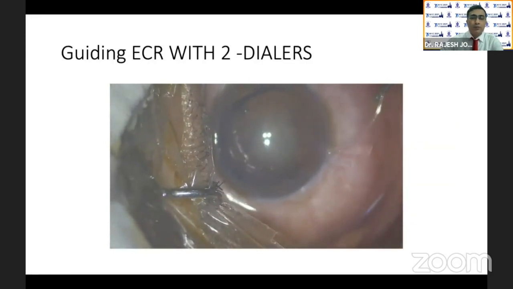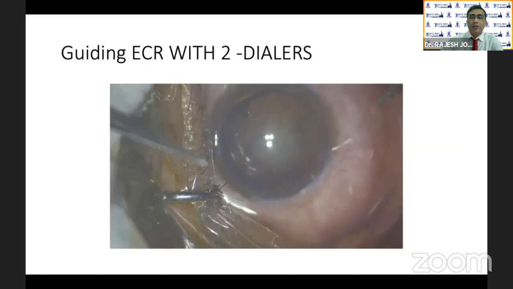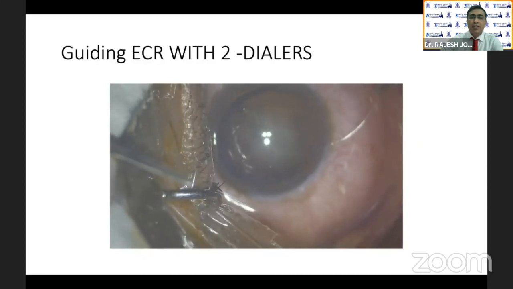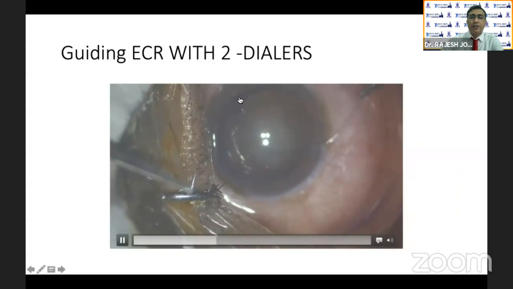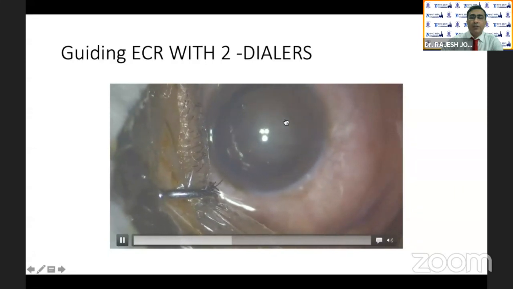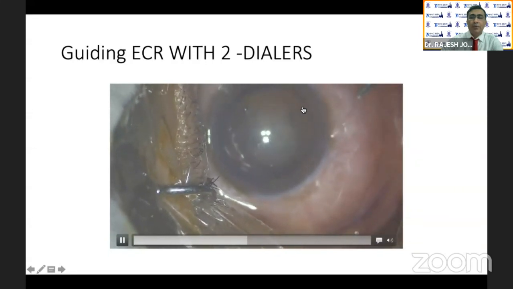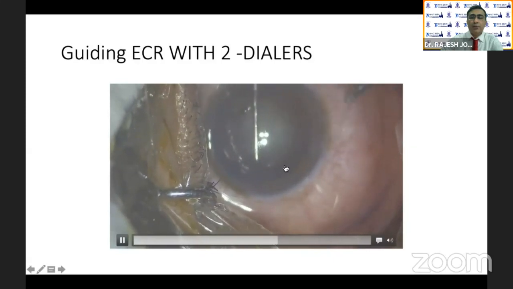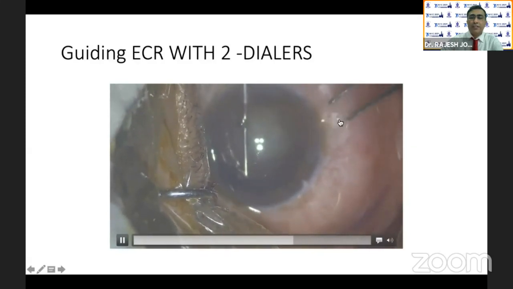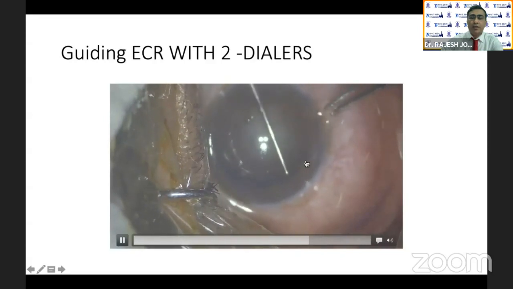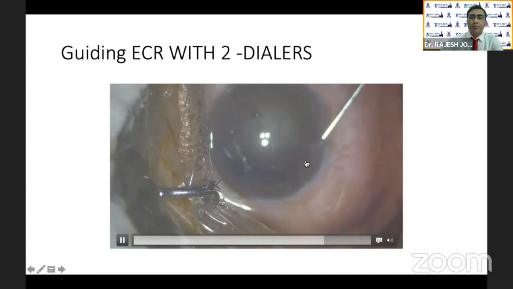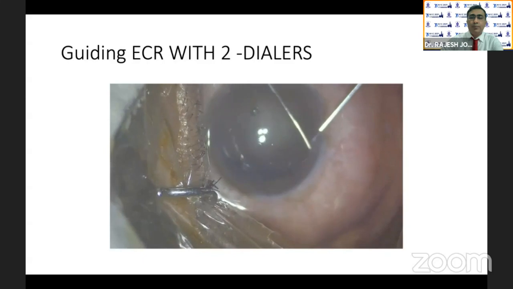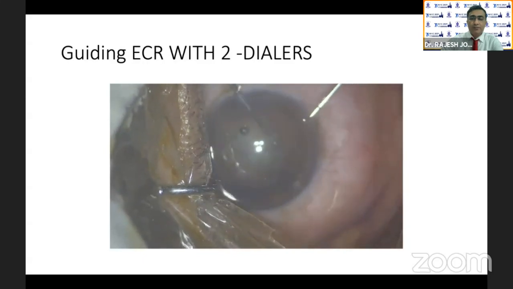Once you have the endocapsular ring in the zonular dehiscence area, you can see the zonular dehiscence here while placing the endocapsular ring. But at the same time, by pushing the dialer through the main incision, I am supporting the shaft of the endocapsular ring and at the same time placing the ring into the bag. So that prevents the zonular stress.